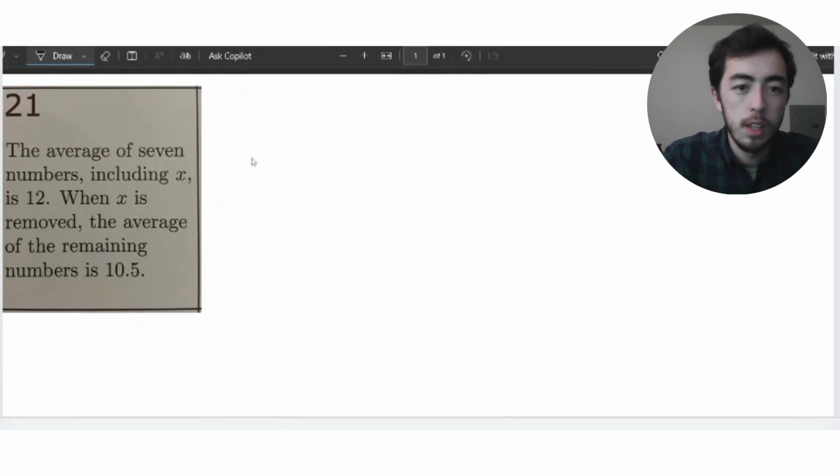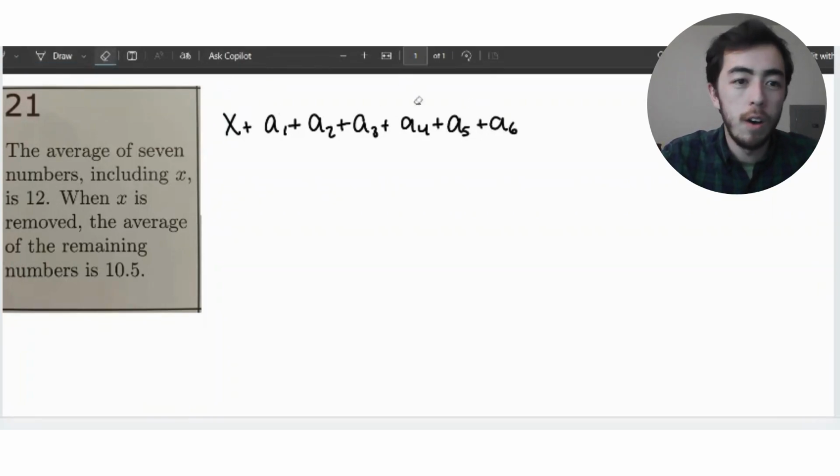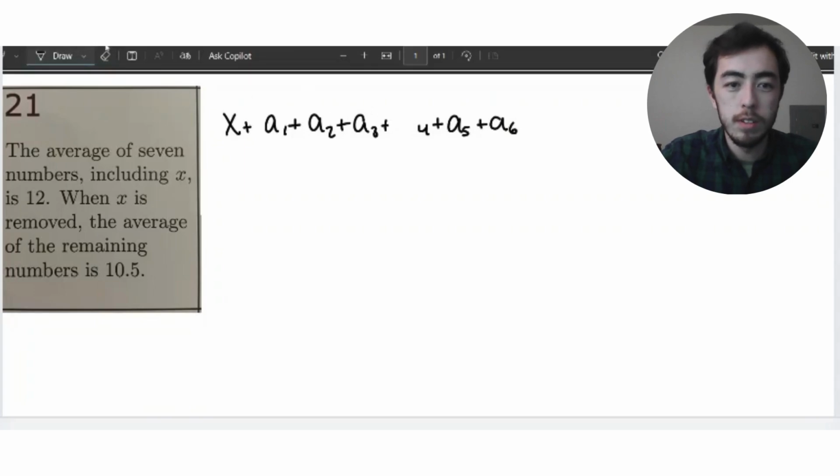Okay, let me write out some stuff based on this problem statement. So we have 7 numbers including x, and we're taking the average. So x plus, and then we have 6 other numbers. So I'll just call them a1 plus a2 plus a3 plus a4 plus a5, and then plus a6. So there we go. I have all 7 of my numbers.